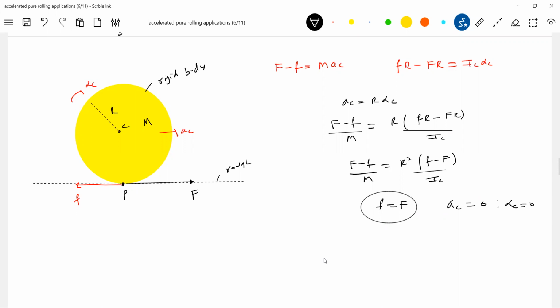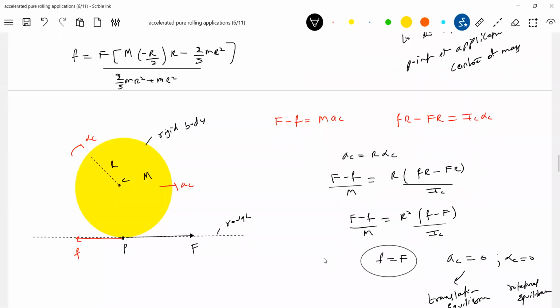So therefore, when you apply a force on the rigid body at the lowest point, at the point of contact, what happens to the rigid body? The rigid body will have both translational equilibrium and rotational equilibrium. Just the simplest conclusion, nothing big.